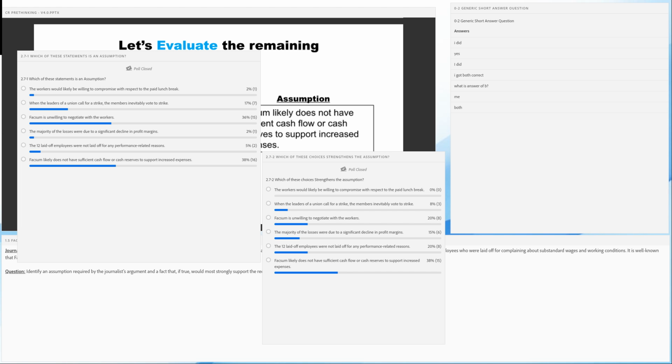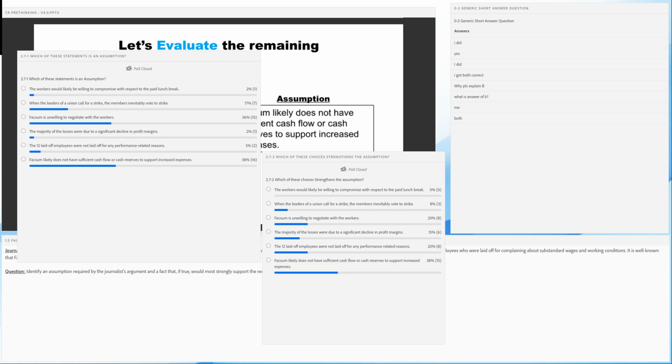What is the answer of B? Majority of losses are due to a significant decline in profit margins. 6 of you got that right. Perfect. That is good. It seems that everyone who got the second one correct also got the first one correct.